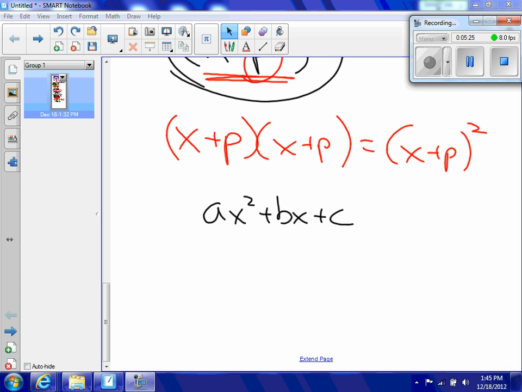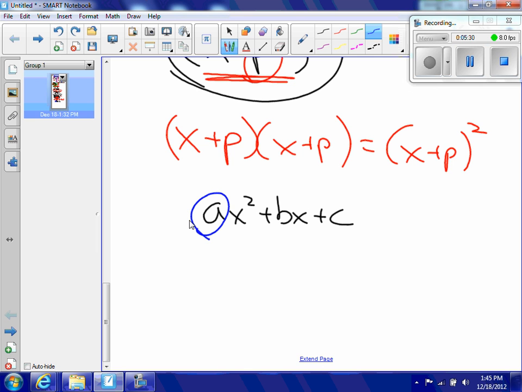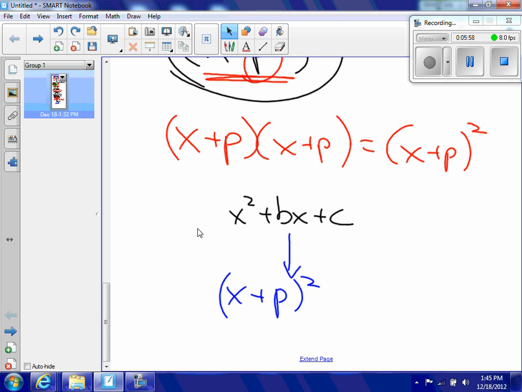Well, first of all, let's remember that when we're completing the square, the coefficient of our x squared has to be 1. So rather than divide everything by a and make it look all weird, I'm just going to erase the a altogether and figure that we've already done that. So I have x squared plus bx plus c. And I want to get that into x plus p squared.